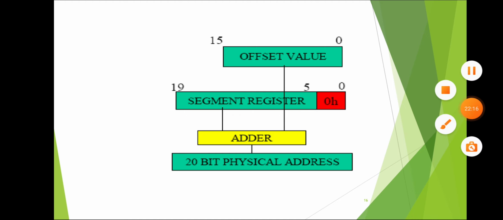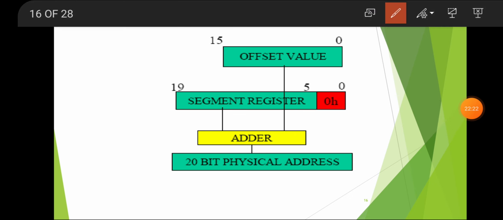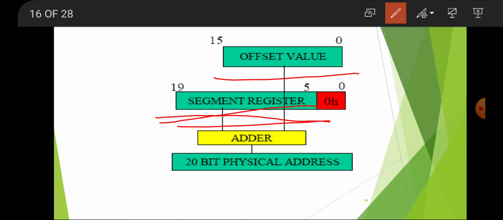Now this is the offset value, which I explained orally. Here is a diagram to explain exactly how it works. The offset value is from 0 to 15 bytes. So how does the address become 20 bit? The offset value is 16 bit, the segment register is also 16 bit, and after shifting and adding them we get the 20-bit physical address. So we get the physical location of the instruction.